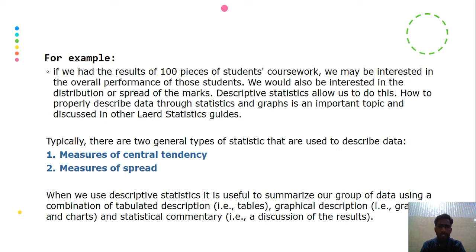Typically, there are two general types of statistics that are used to describe data. Number 1, measure of central tendency. Number 2, measure of spread. When we use descriptive statistics, it is useful to summarize our group of data using a combination of tabulated description, for example tables, graphical description, for example graphs and charts, and statistical commentary, a discussion of the results.